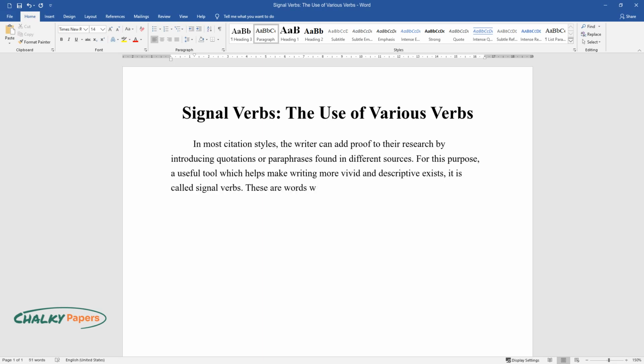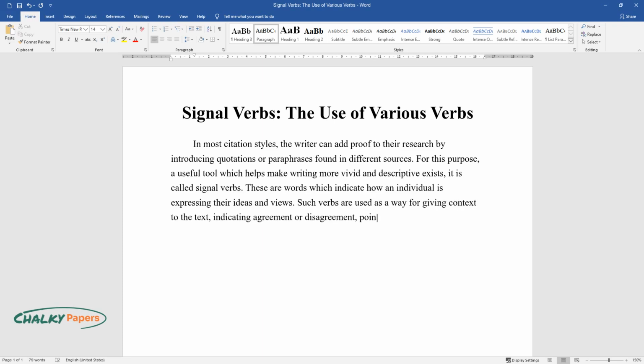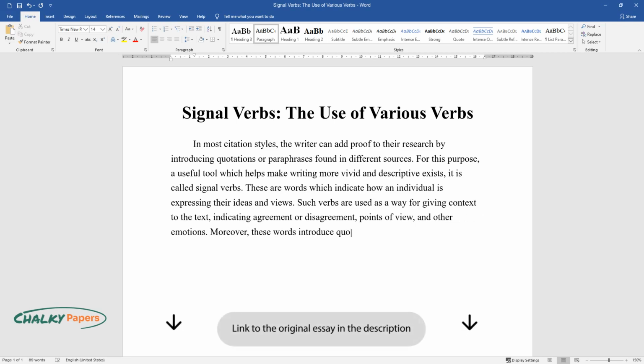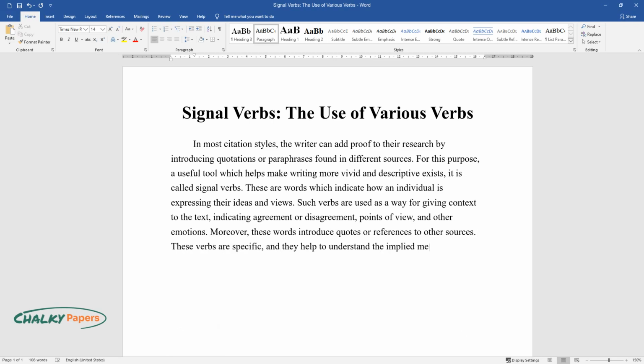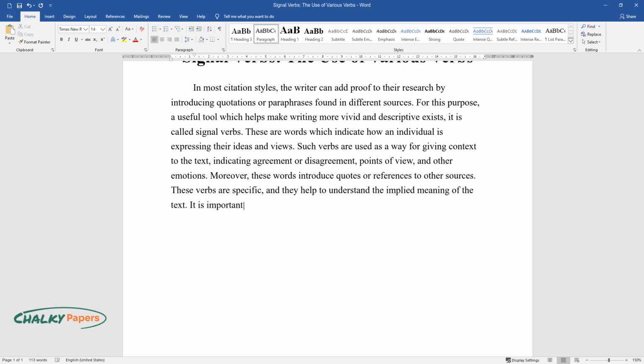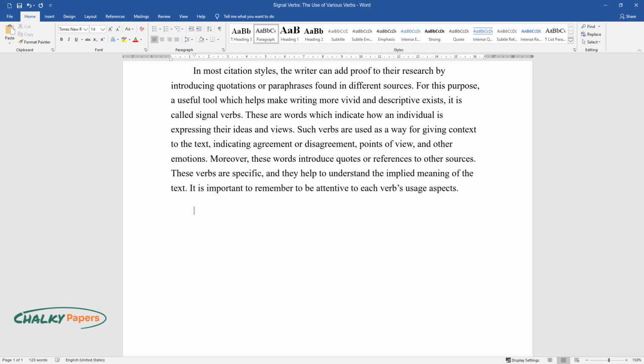These are words which indicate how an individual is expressing their ideas and views. Such verbs are used as a way of giving context to the text, indicating agreement or disagreement, points of view, and other emotions. Moreover, these words introduce quotes or references to other sources. These verbs are specific, and they help to understand the implied meaning of the text. It is important to remember to be attentive to each verb's usage aspects.